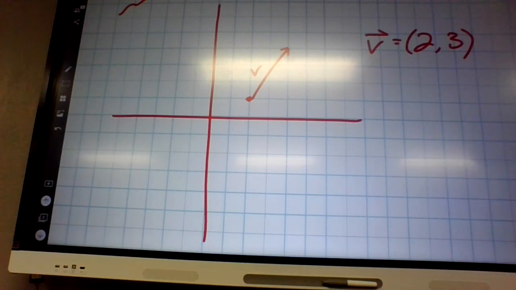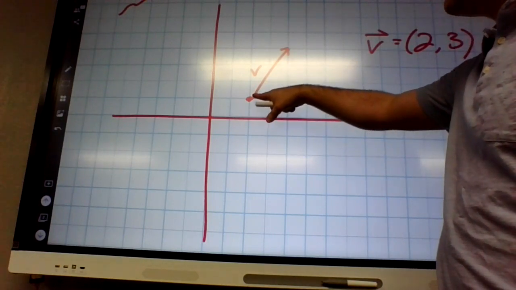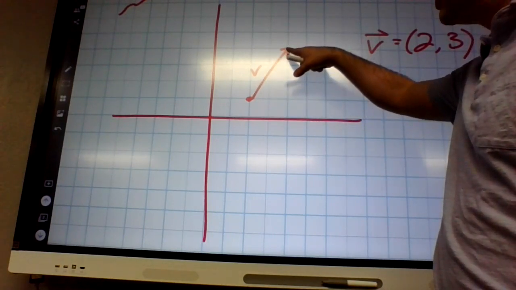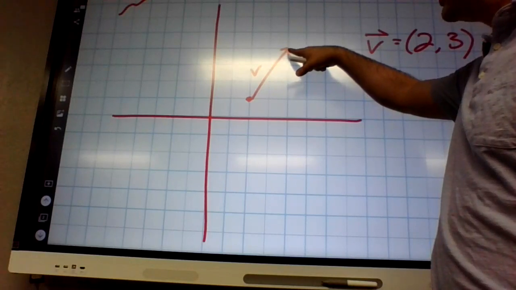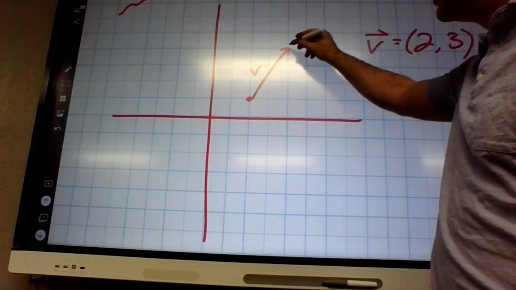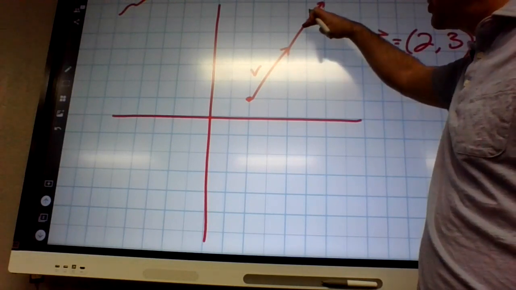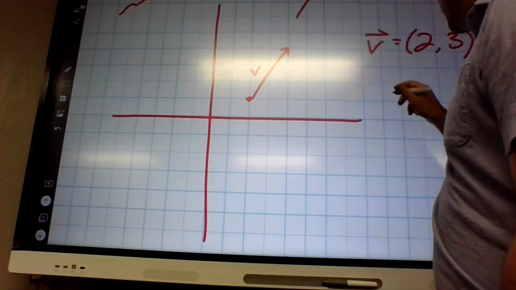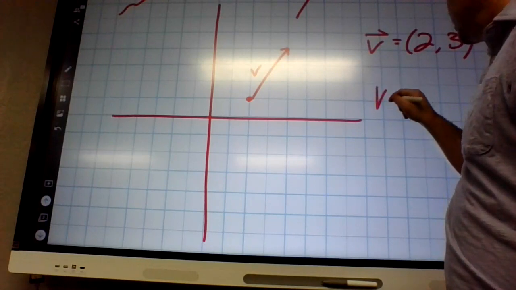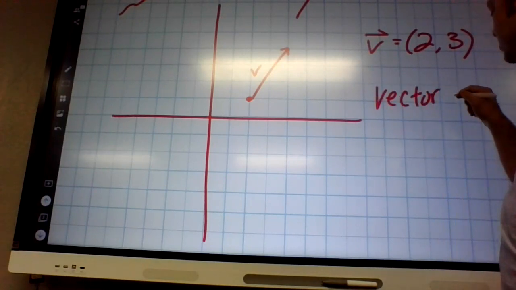Okay, but today we're talking about the vector going over time. Like maybe this is how far you drove in 1 hour. So how far would you get in 2 hours? The picture would look like this, but how could we represent it? These are called vector equations.